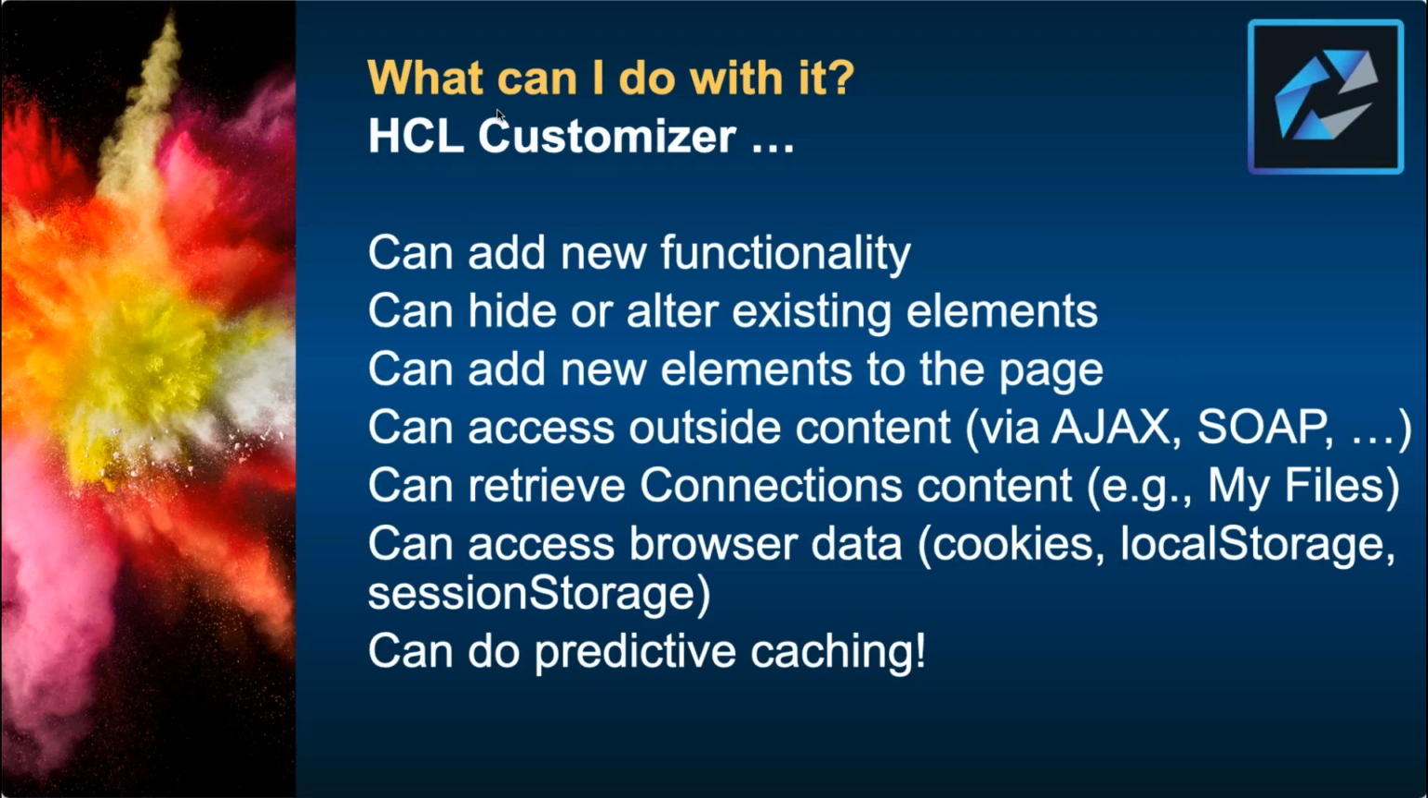But you can also hide or alter existing elements. So if you don't like a certain element in the main navigation, you can hide that or change it. You can access outside content via Ajax or SOAP and others, right? And that's what I'm going to show you: you can use content coming from a non-Connections system pulled into Connections. But of course, you also have access to all the native Connections content, for example, files or wikis, blogs, etc. Obviously, you can manipulate those and pull them in to your heart's content.